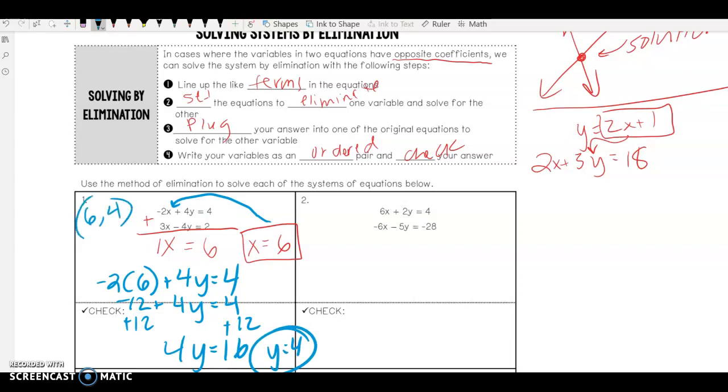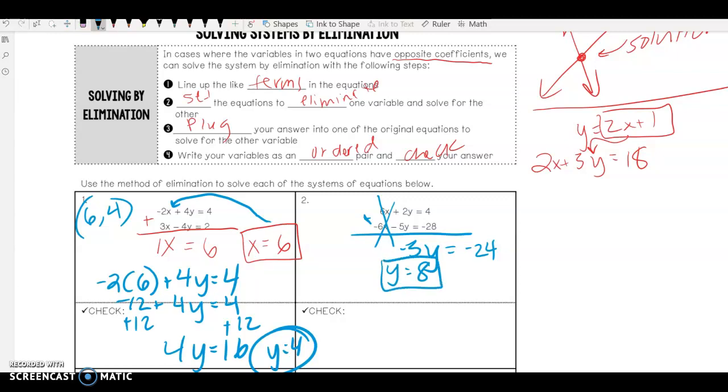Same with number 2. Draw a plus sign and a bar. Your x's should be lined up and down. Your y's should be lined up and down. And then the numbers on the other side of the equation. So looking up and down, I see my 6's. My 6 x's are going to eliminate. 2y plus negative 5y gives me negative 3y. And negative 28 plus 4 gives me negative 24. Divide both sides by negative 3. I see y is going to equal 8.